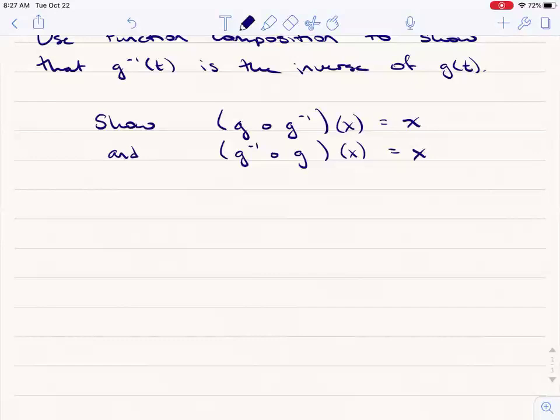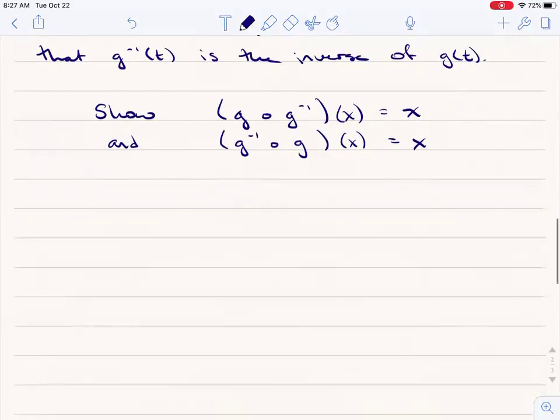So we're doing a little bit of practice with function composition, but this is the reason that you had to learn function composition anyways. Or one of the main reasons is to be able to check the inverse and prove that you've found the inverse. And so here we are.